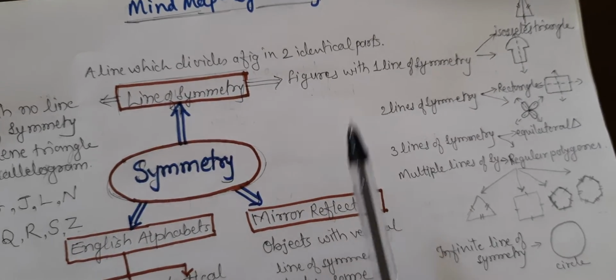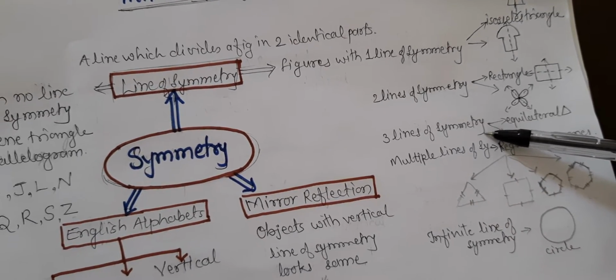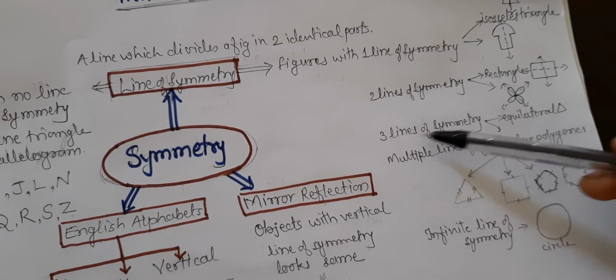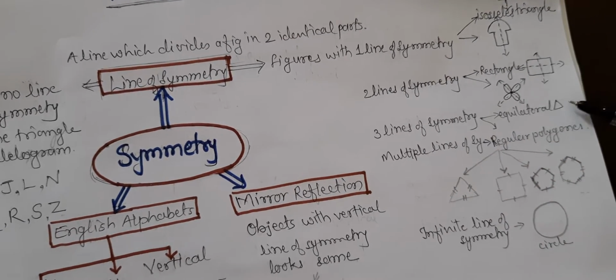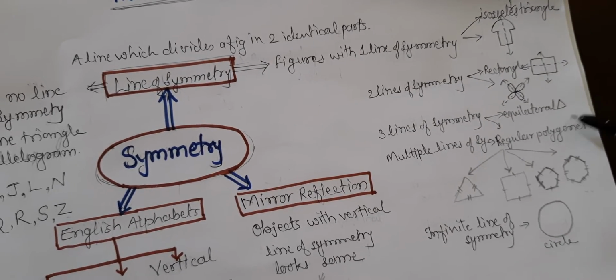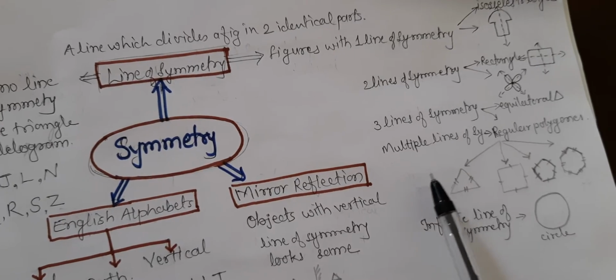Next, we are going to see the figures with multiple lines of symmetry. Multiple lines of symmetry means it will have more than two lines of symmetry. For example, for three lines of symmetry, a very well known example is the equilateral triangle. The equilateral triangle will have the lines of symmetry like this. We have already drawn it.